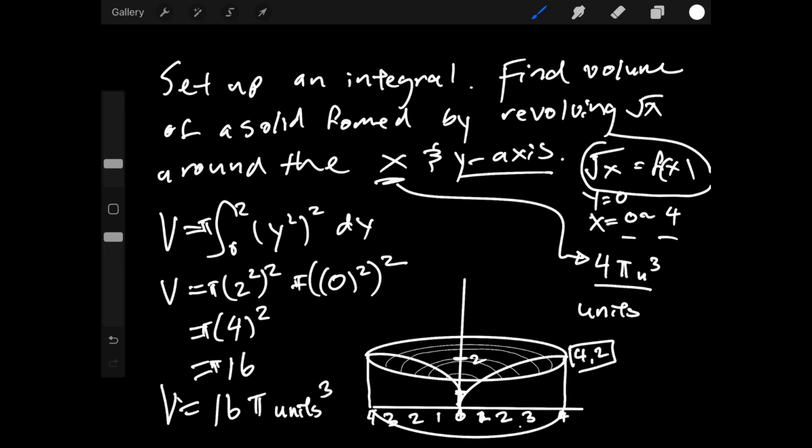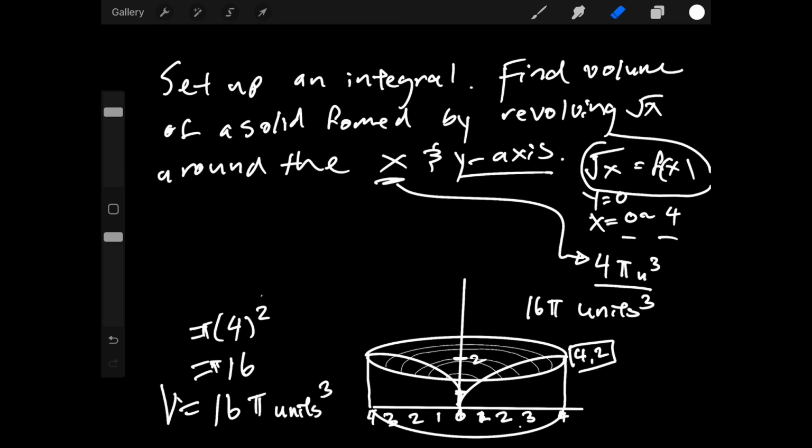Now we can see that the two volumes of the problems we just solved are 4 pi u to the third and 16 pi u to the third.